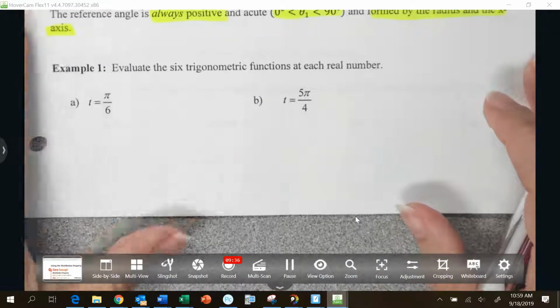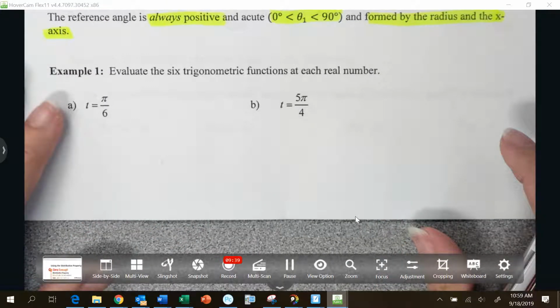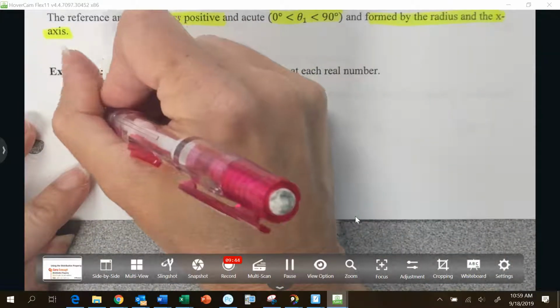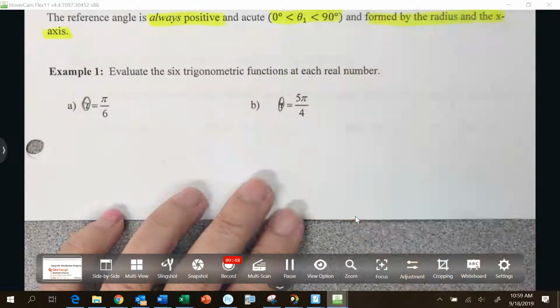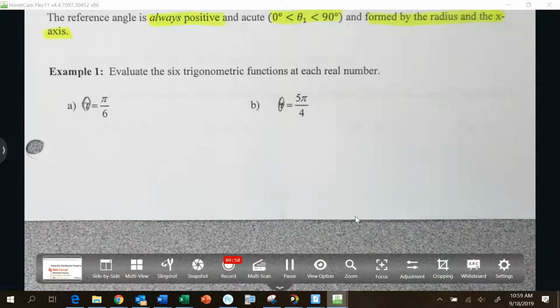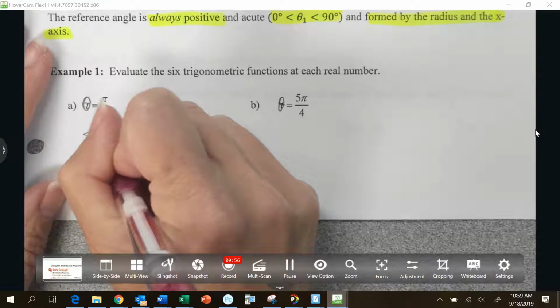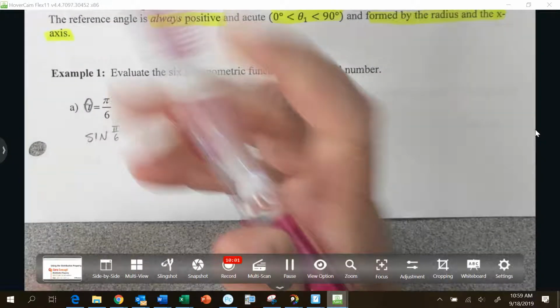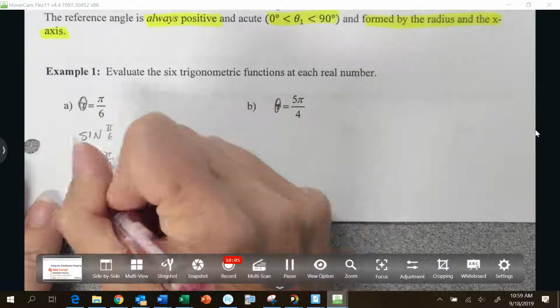All right, example 1. Evaluate the 6 trigonometric functions at each real number. So I don't know why we're not using a theta. It's because the book didn't use a theta at first. So the first thing that I do is I do sine of pi over 6. Sine. Nope, cosine, I mean. Pi over 6. Tangent.